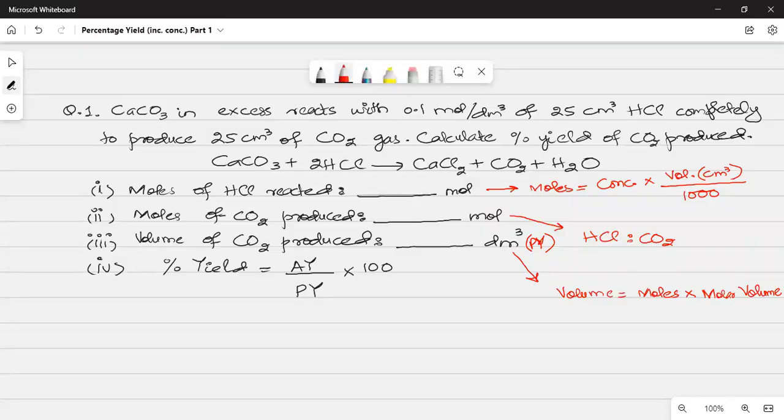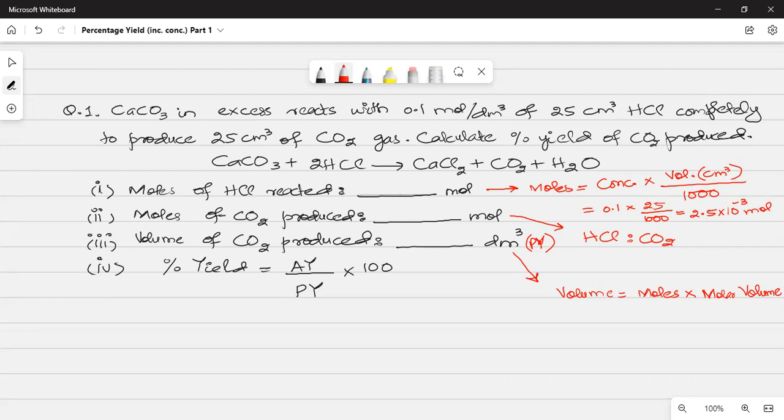So your answer, you multiply it by 0.1 concentration divided by 25, and that 25 is divided by 1,000. So your answer comes out to be, I guess the calculator should give you 2.5 into 10 raised to the power minus 3 moles, something like this. Is it? Yes, sir.